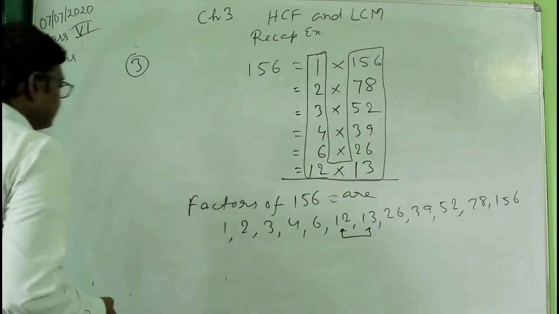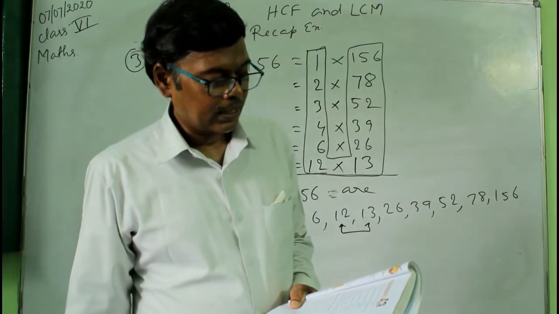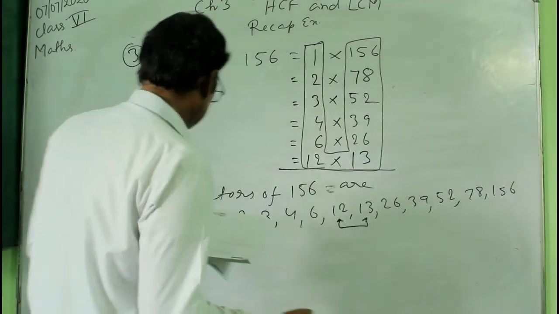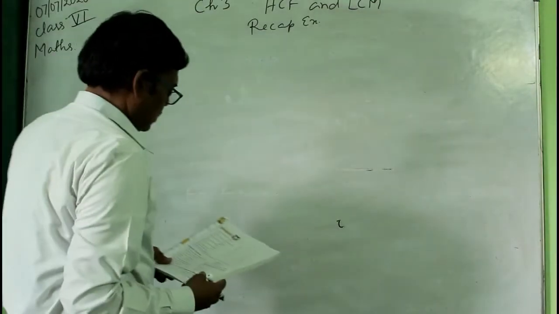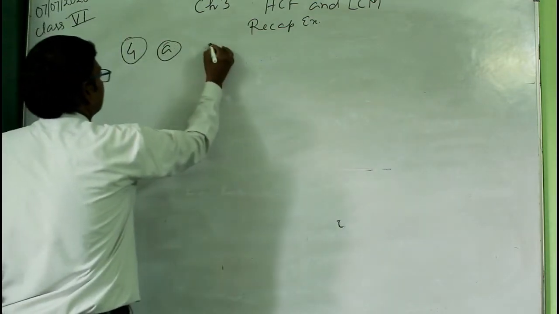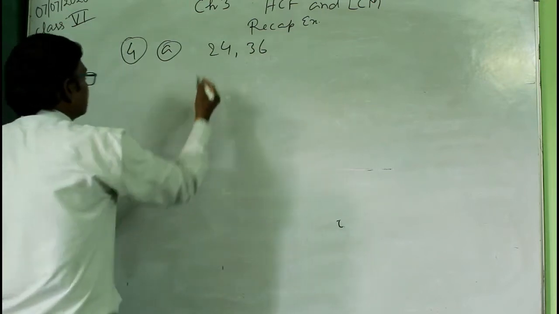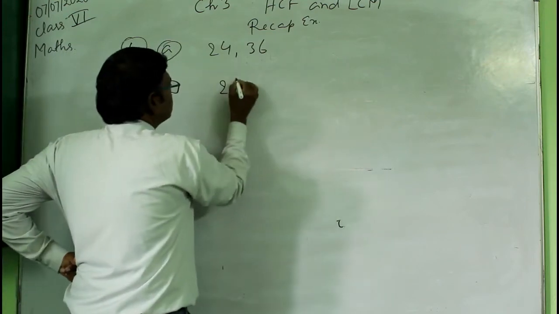So the next is question number 4. Write the common factors of 24 and 36. First find the factors of 24. You will have to find the factors of 24 first.